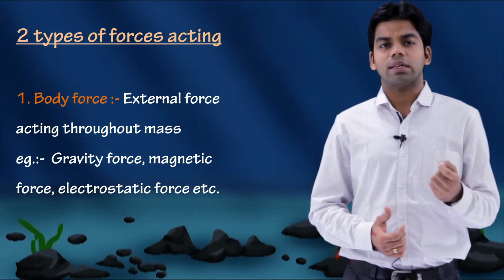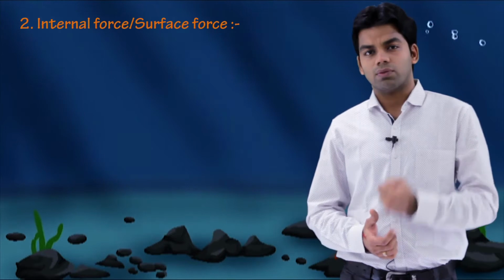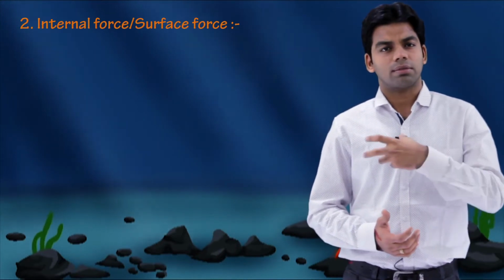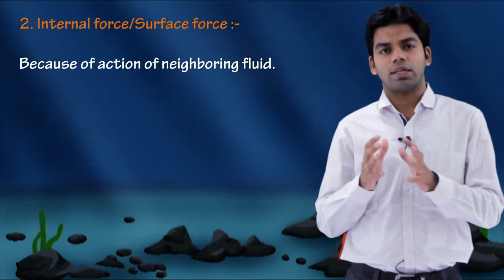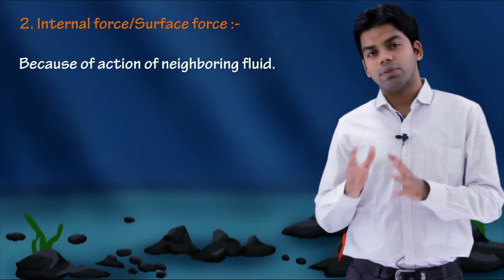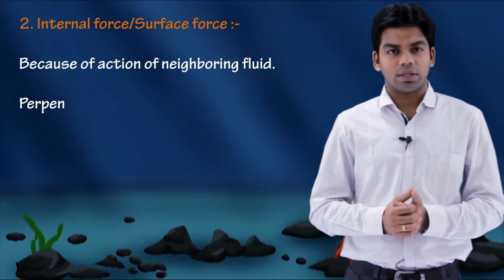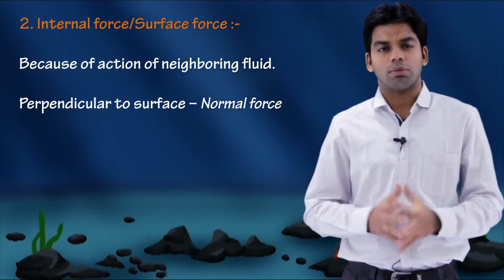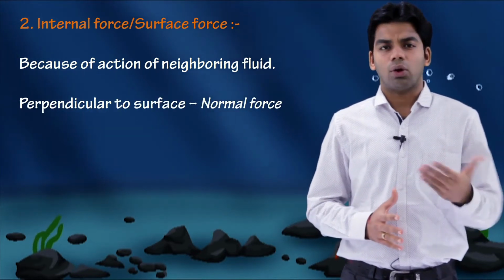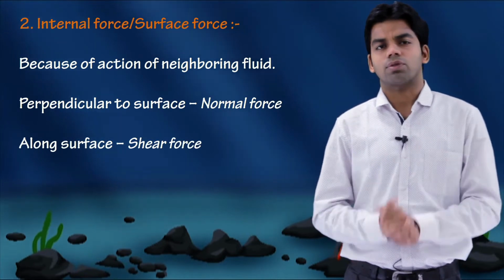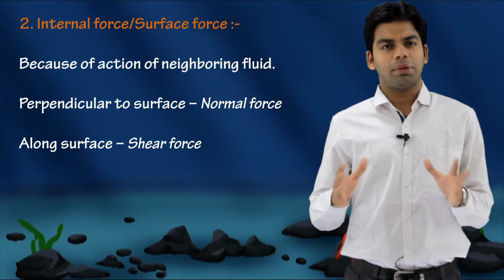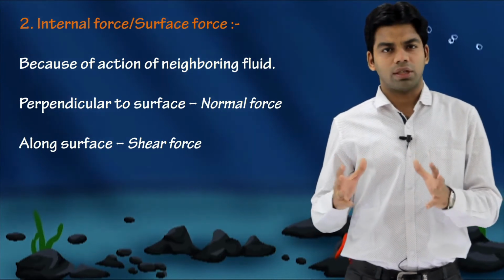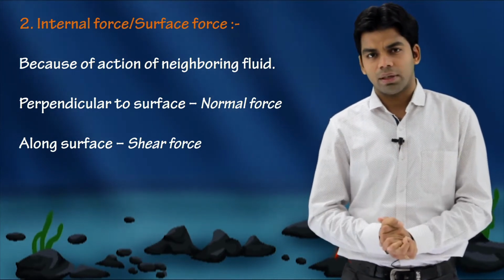The second type of force is the internal force, or you can call it the surface force. This surface force is because of the neighboring fluid elements. That is why it is called the internal force. Now this surface force can be either perpendicular to the surface, which is called the normal force, or along the surface, which is called the shear force. When we are talking of a fluid which is at rest, there will not be any shear force or frictional force because the fluid is at rest.